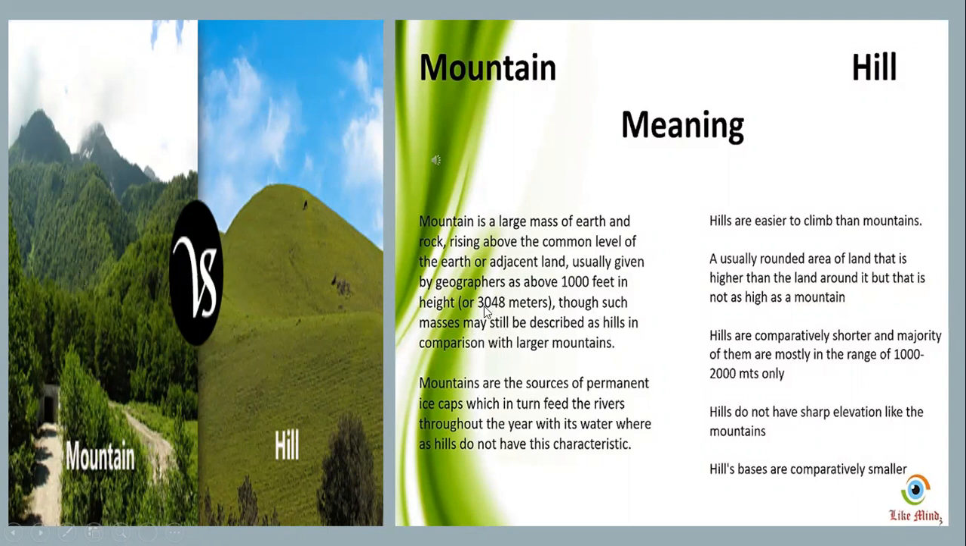If the mountains, as you have seen, the height of Mount Everest is 8,000 meters. This is mountain, this is hill. Mountains are the source of permanent ice caps. At the peak of the mountains, there is ice, which in turn feeds the rivers throughout the year with its water, whereas hills do not have these characteristics. The peaks of the mountains are covered with ice, and in summer, when the sun sends its heat to this ice, the water comes down from these mountains into our rivers.